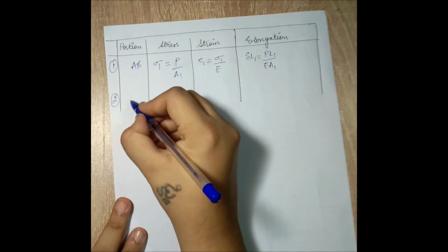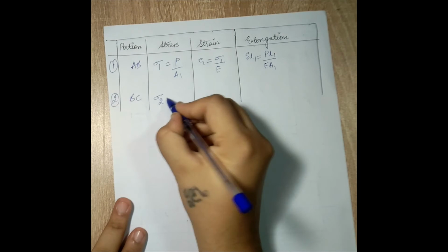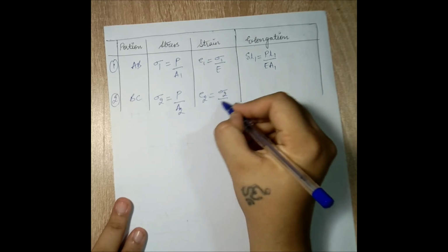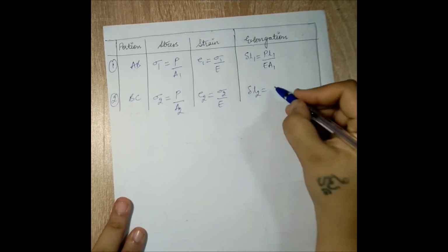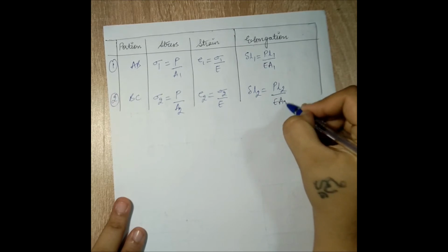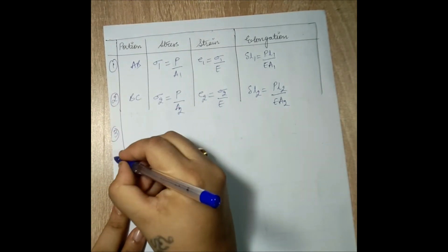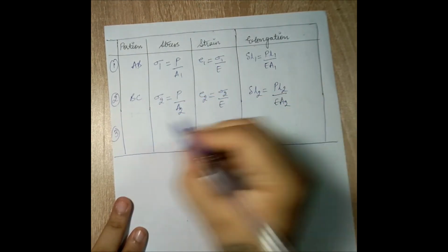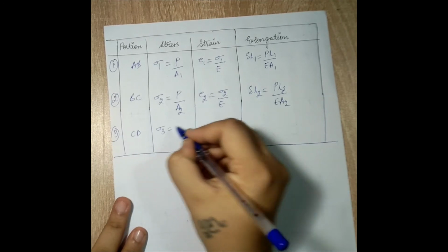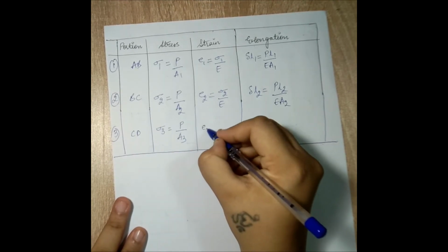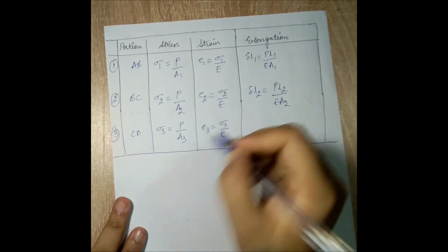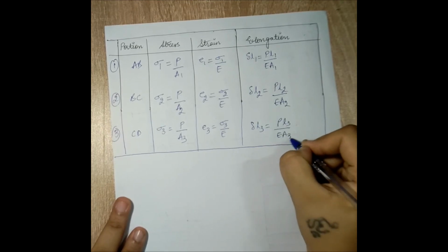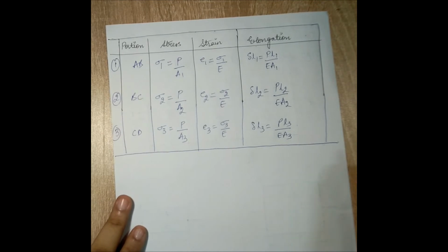Let's talk about the second portion, B to C. The stress will be sigma 2, load is P, area is A2. Strain epsilon 2 will be sigma 2 upon E, and delta L2 will be PL2 upon E A2. For the third section, C to D, stress sigma 3 is P upon A3, and strain will be sigma 3 upon E. Delta L3 will be PL3 upon E A3. So this is how the table can be filled up.